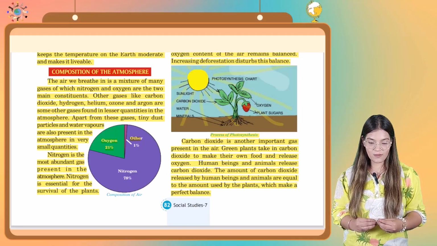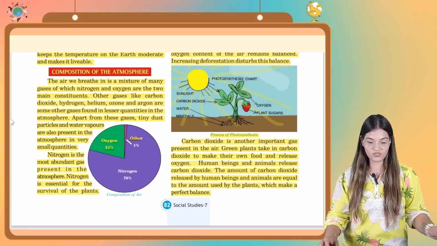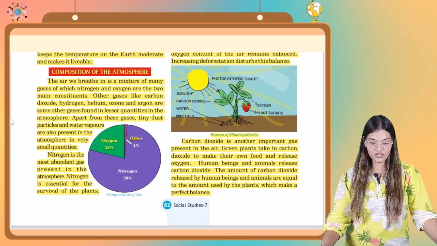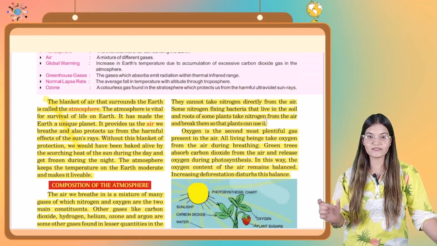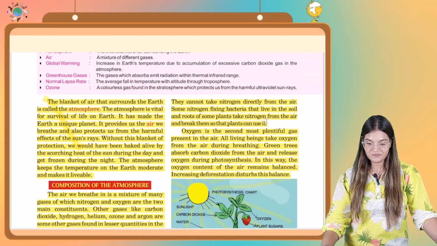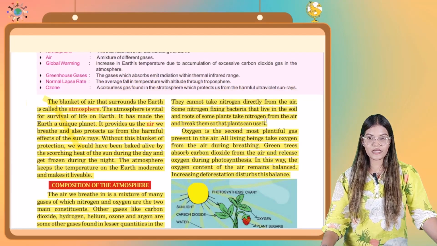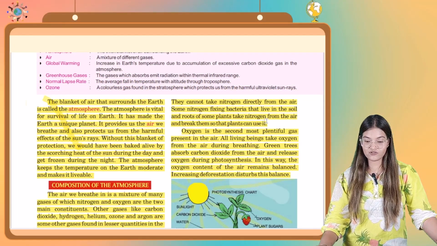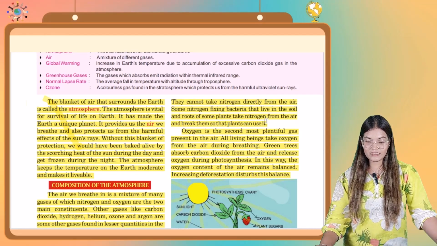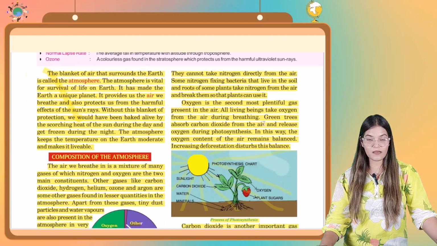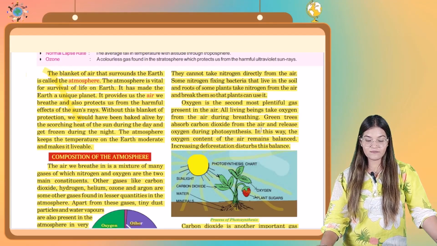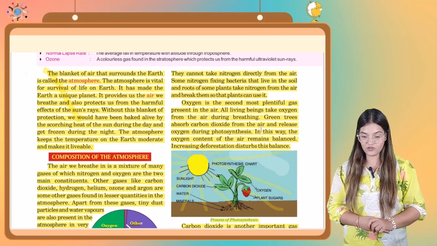Nitrogen is the most abundant gas present in the atmosphere. Nitrogen is essential for the survival of the plant. Nitrogen is very important, that is the survival for the plants. They cannot take nitrogen directly from the air. Some nitrogen fixing bacteria that live in the soil and roots of some plants take nitrogen from the air and break it so that plants can use it.